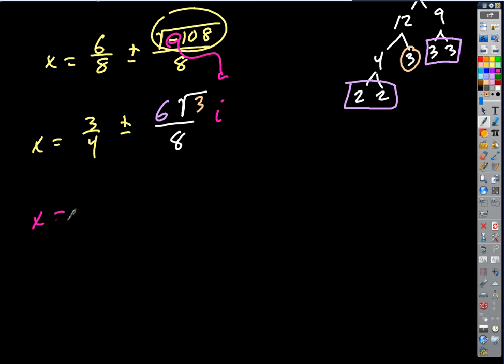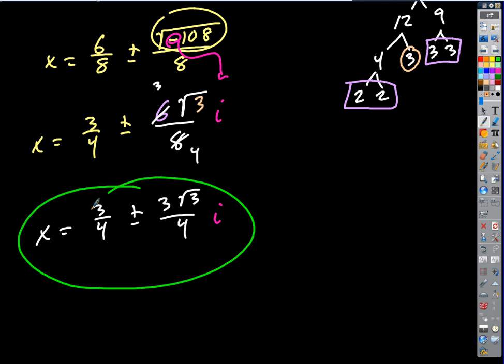So x equals 3/4 plus or minus, that becomes a 3/4. So on the top, I'm gonna get a 3, radical 3 divided by 4, i. So there we go.